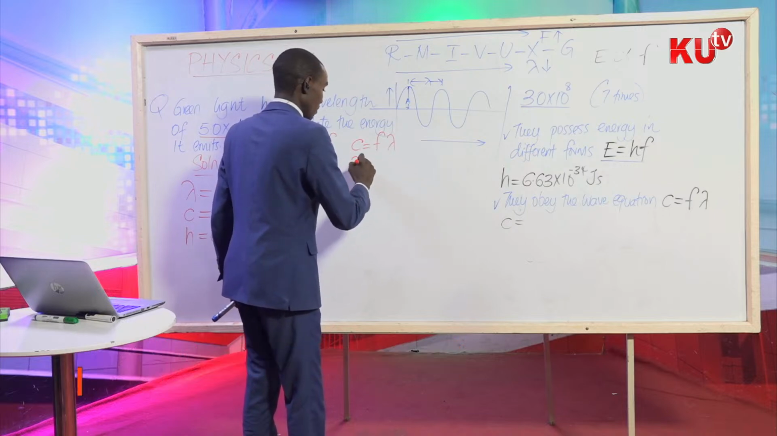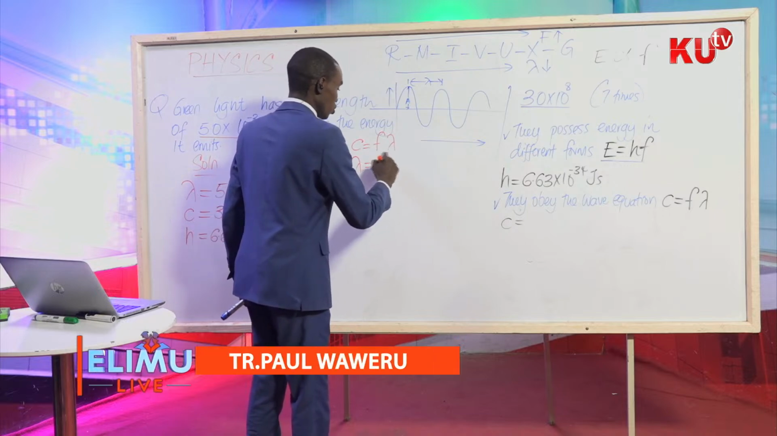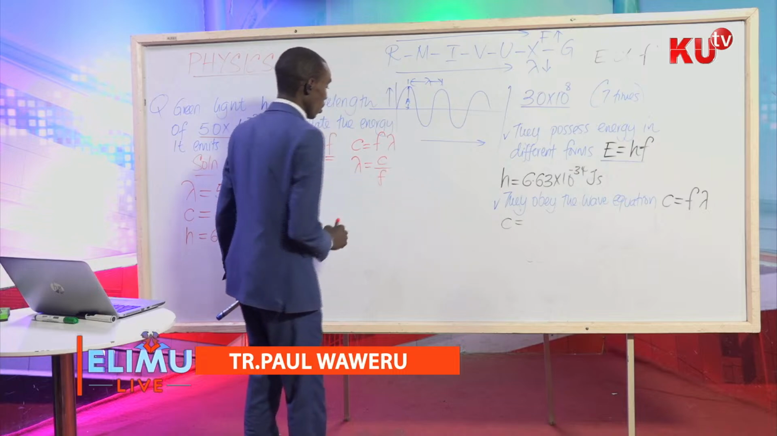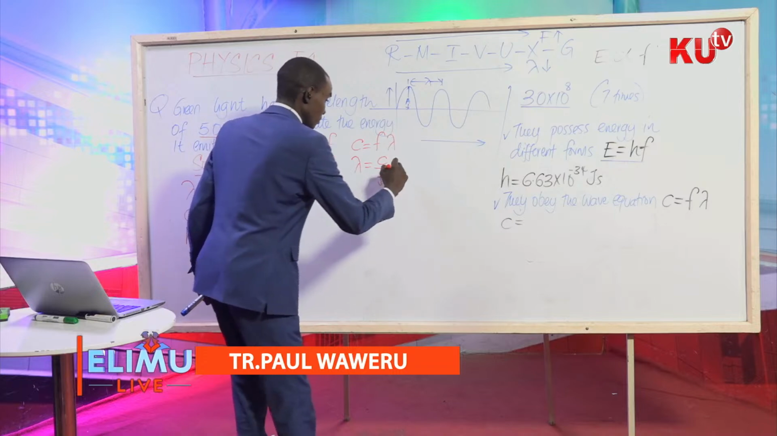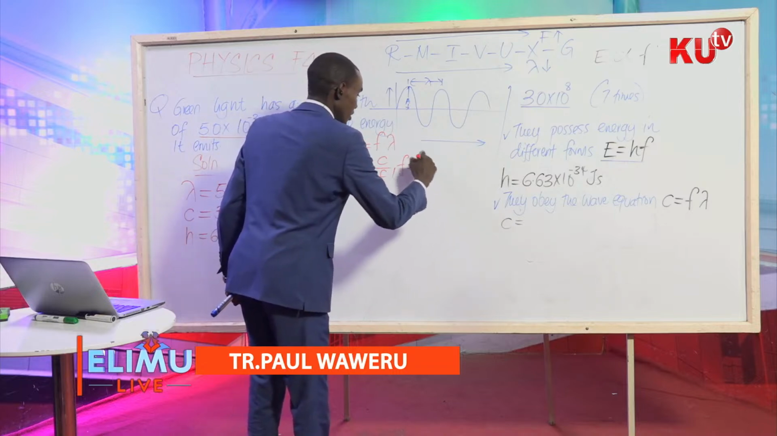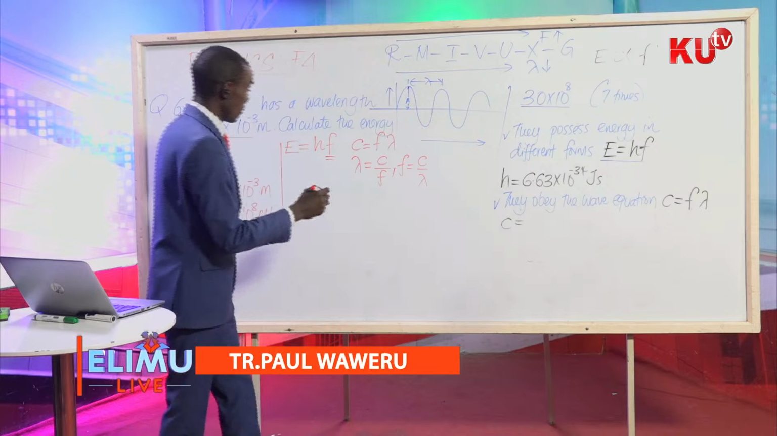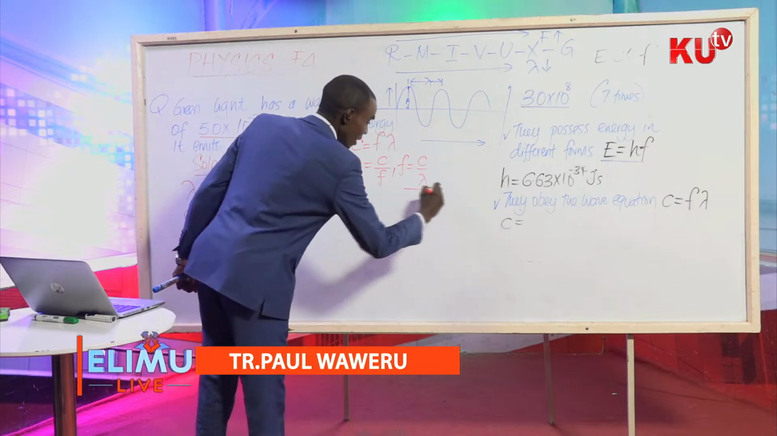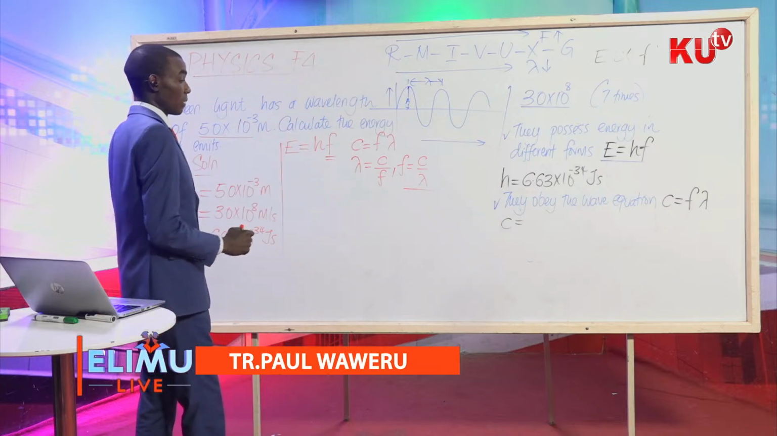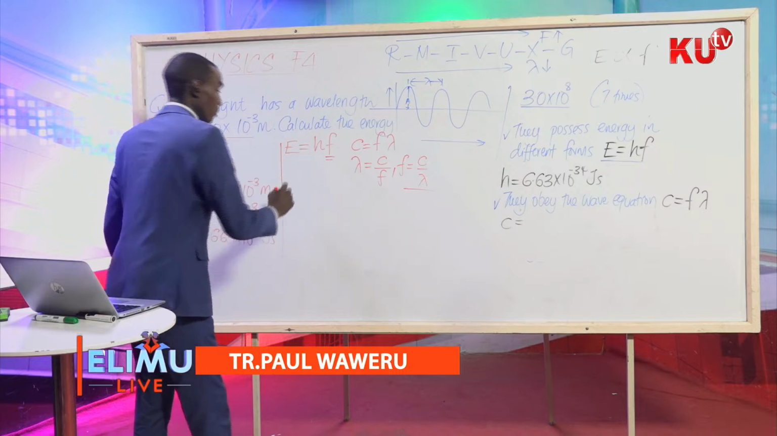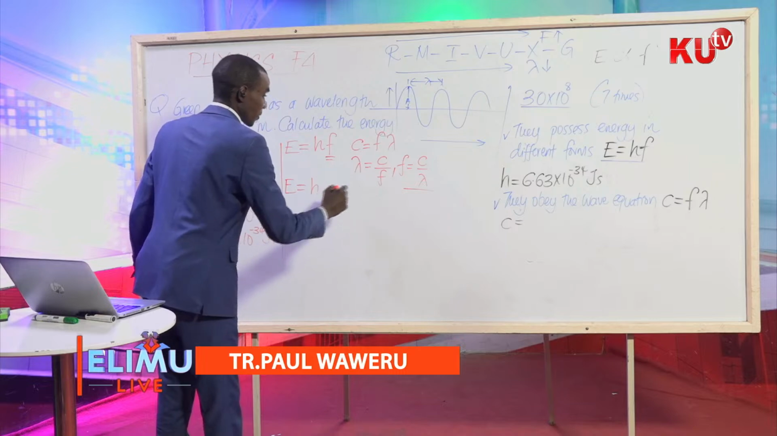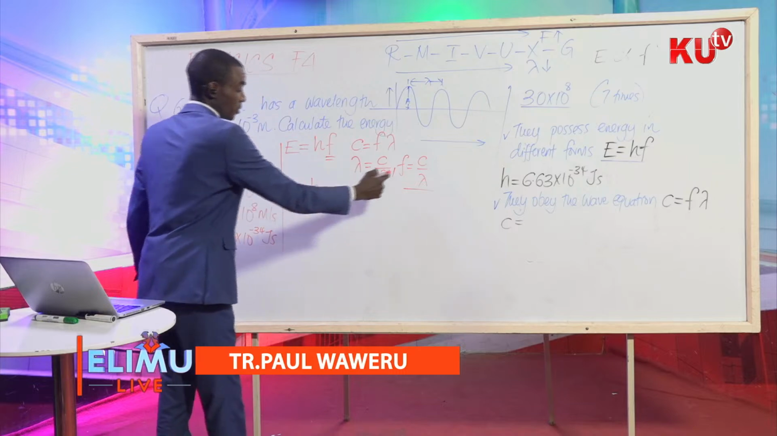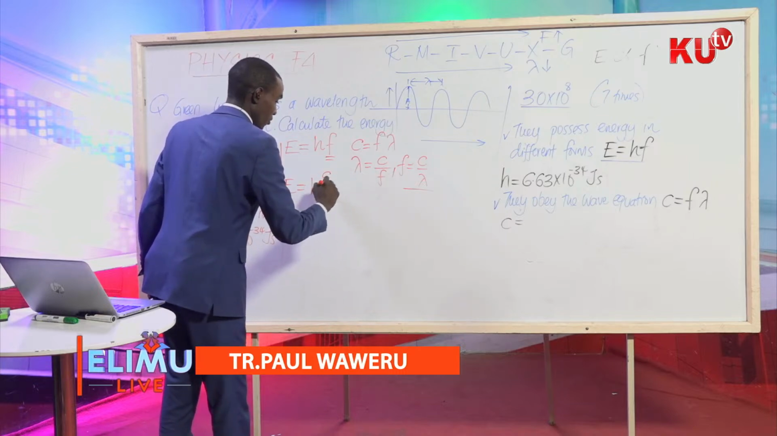So you'll find that lambda is equal to C over F. And in this case, F is C over lambda. So the best thing to use then would be F equals C over lambda. So we take it back to our formula here. We shall realize that E equals H. Now in place of F, we shall just write C over lambda.